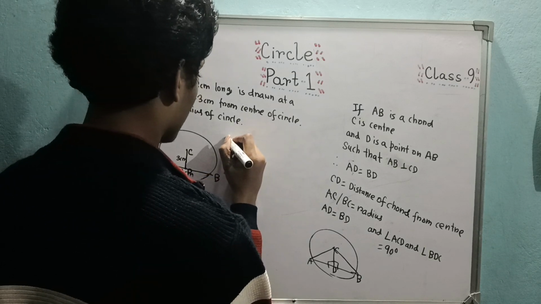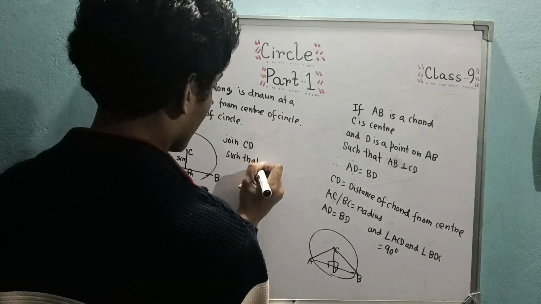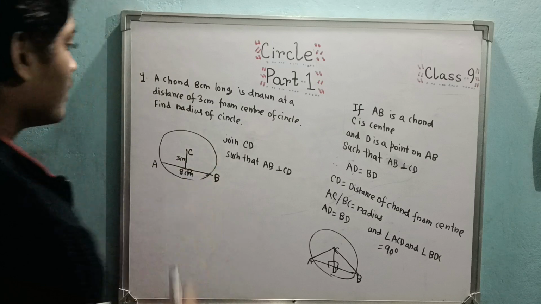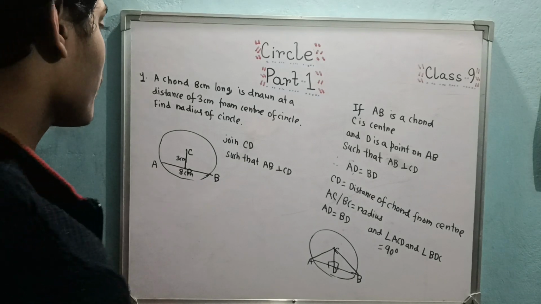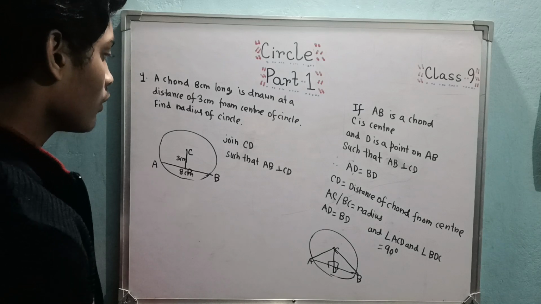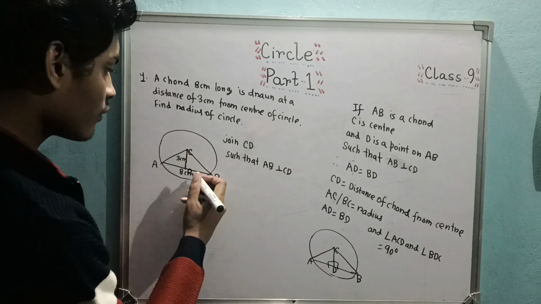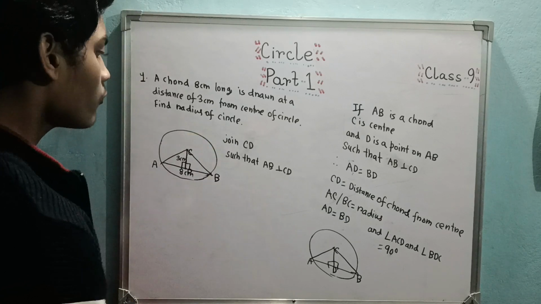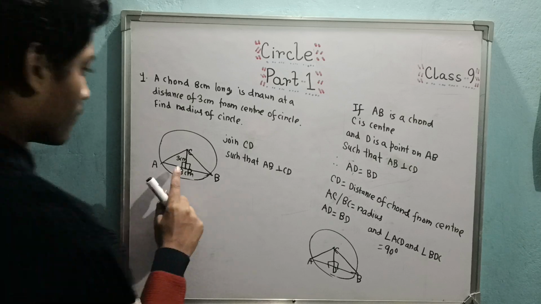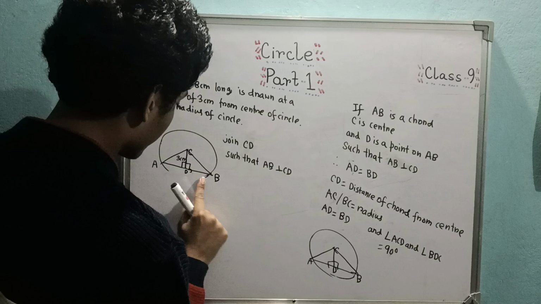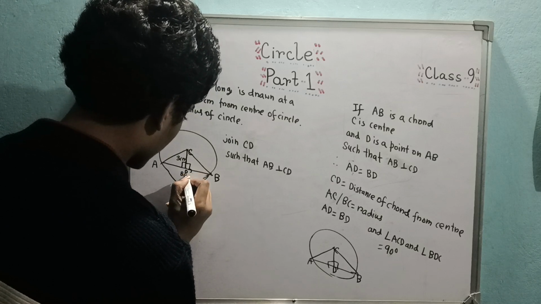See, here you have to write. Join CD such that AB perpendicular to CD. Then see, CD is actually the distance of chord from center, and that is given in the question as 3 cm. So find radius of circle. So radius is from the center to any point on the circumference. So then here either AC or BC is the radius from center to circumference of circle any point, and these two are right angles. So we have to find actually BC and or AC. One more thing. Here AB is 8 cm. Let me just rub this and increase my circle anyhow. Now it's not looking like a circle. So this is 8 cm.